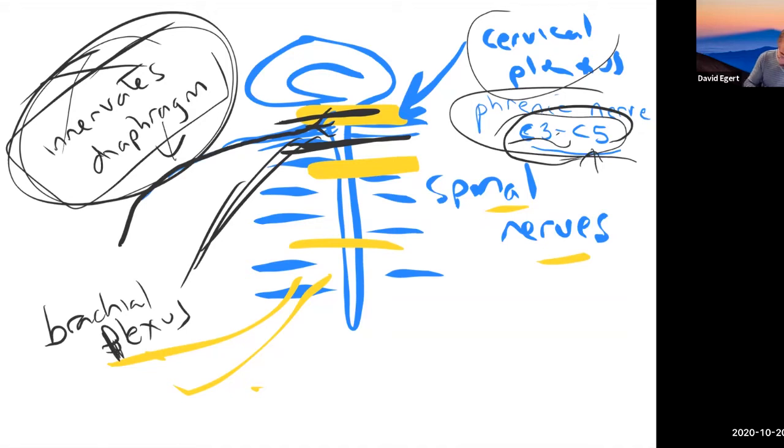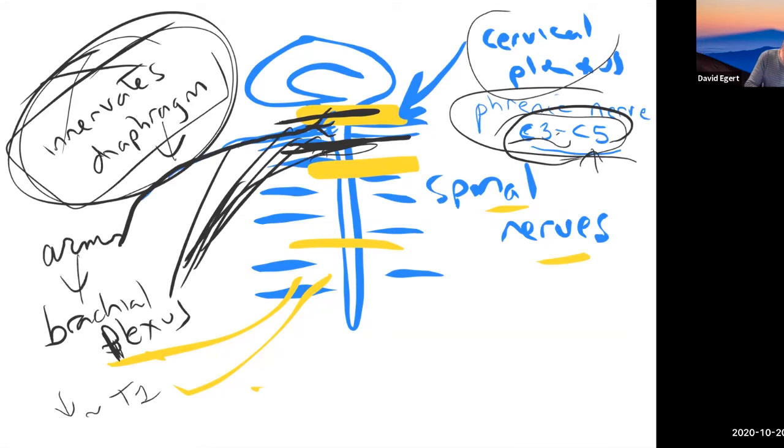The brachial plexus goes down to around T1, so it's still pretty high. These are the ones that go down to your arms. So if you cut your spinal cord at the top of the thoracic region, you'd still have your arms. You'd be a paraplegic. Your arms would still work, but everything below that would not be working.